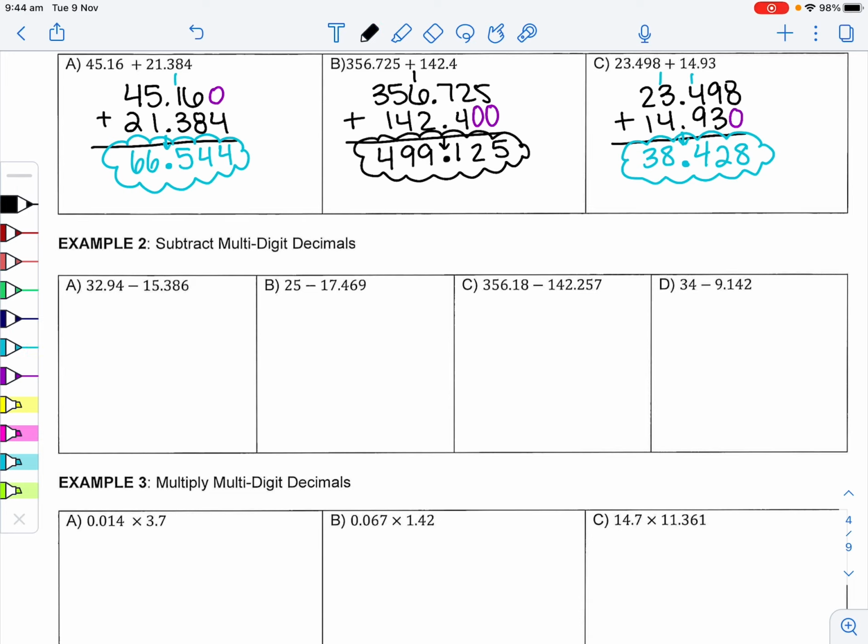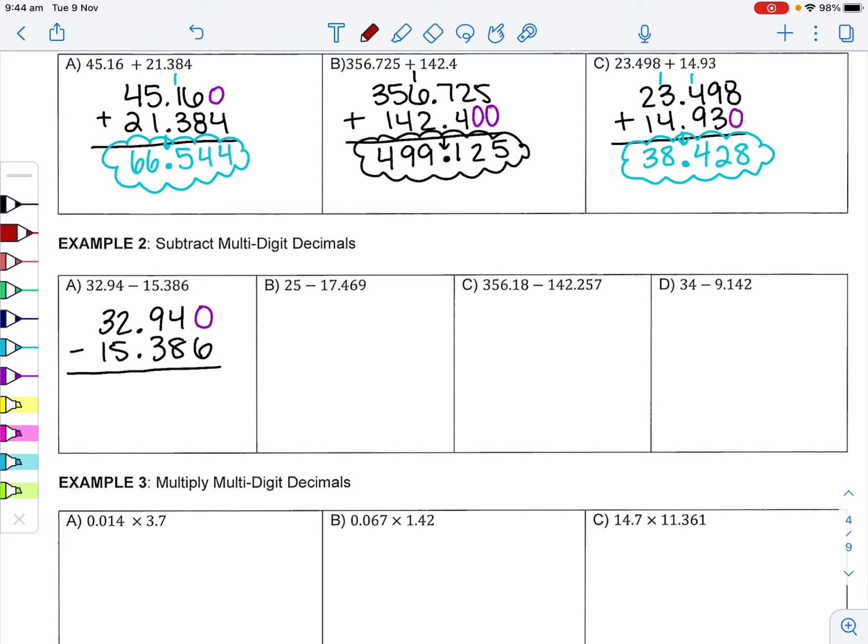So here I'm going to have 32.94 minus 15.386. And I'm going to add a 0 at the end here. The order of these numbers does matter. It's the first number minus the second number. So the first number goes on top minus the second number on the bottom. And now I'm going to subtract.